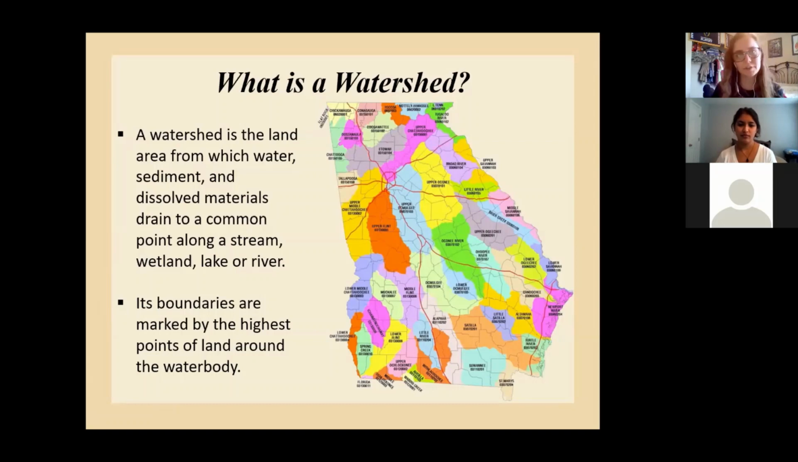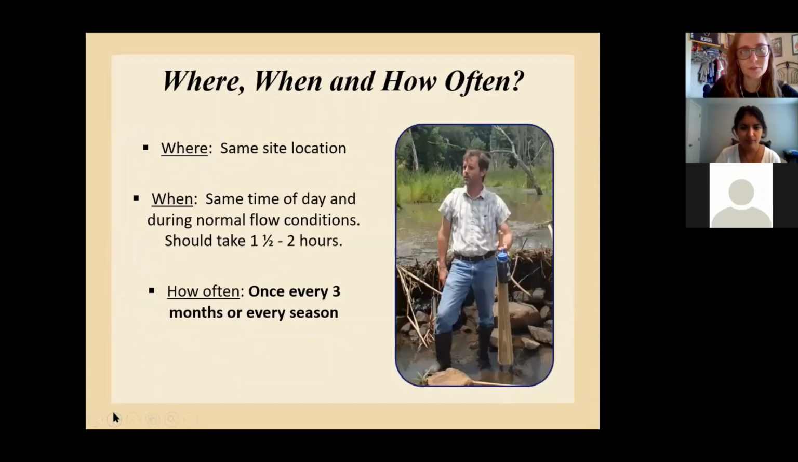So there's quite a range, but they're all important. So our next slide is going to start talking about where, when, and how often. And we're kind of jumping back again to talking about macros. We took a little detour there to talk about the importance of watersheds, but now we're going to focus in on macroinvertebrate monitoring. So we're wondering where, when, and how often.